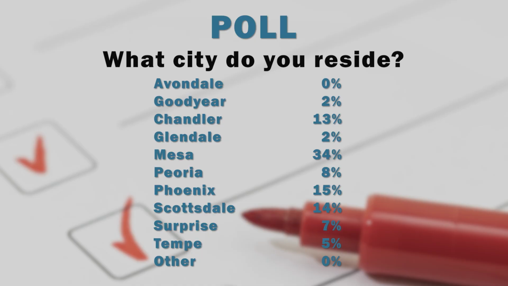So in terms of which cities are represented today, according to the poll, it looks like we have 13% from Chandler, 2% from Glendale, 2% from Goodyear. Mesa is knocking it out of the park today with 34%. Great job. Peoria has 8%, Phoenix 15%, Scottsdale 14%, Surprise 7%, and Tempe 5%.